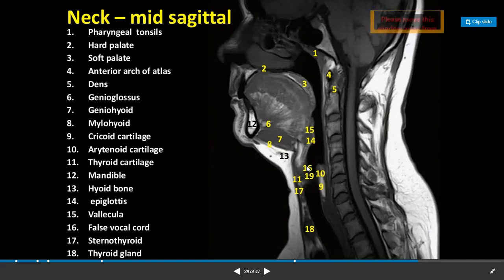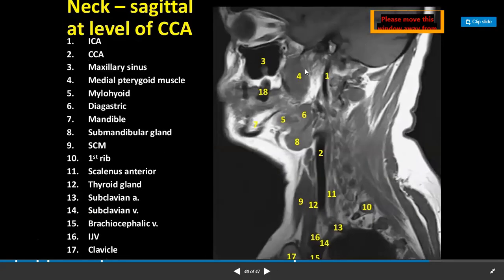So here we have the false vocal cord. We have certain muscles like sternothyroid, and this point is the thyroid gland. Okay. And of course, this is the sinus of Morgagni, the 19th position. Okay.